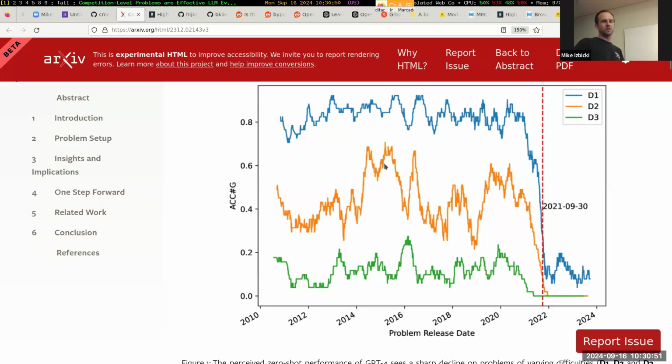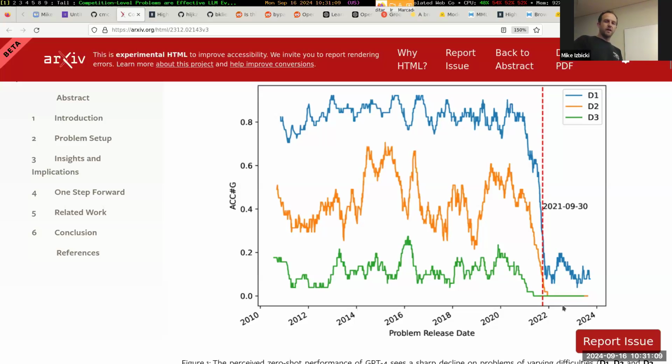Blue is easy, orange is medium, green is hard, over time. And as expected, GPT-4 does really well on the easy problems, gets the medium problems right half the time, and the hard problems right very rarely, like 10% of the time.